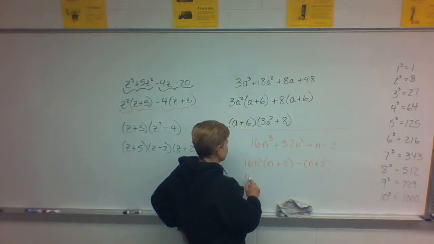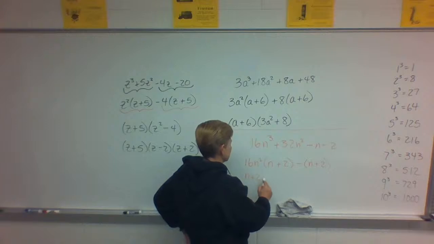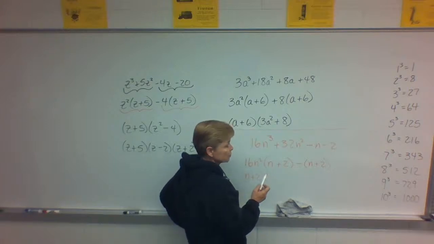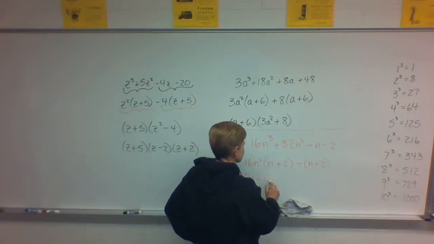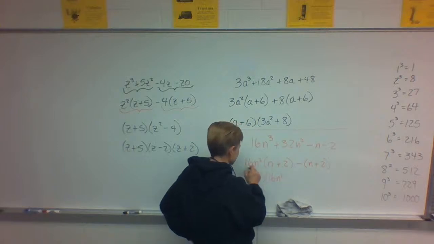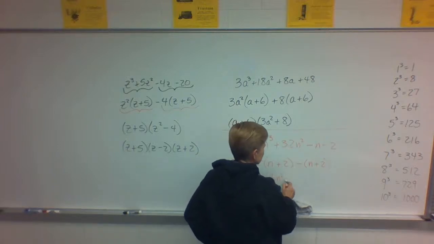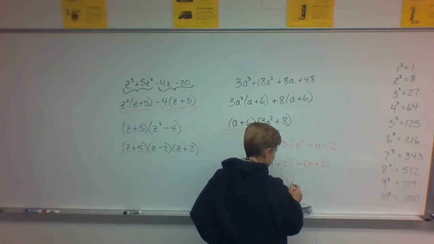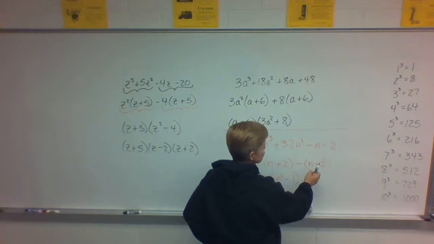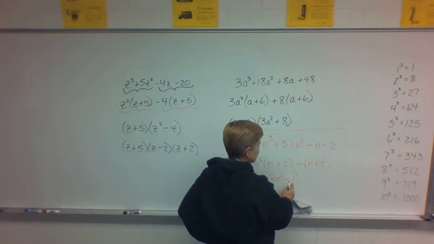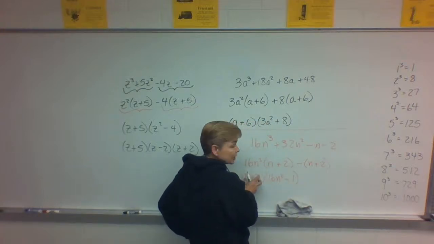So you take the n plus 2 out, and what you have left is 16n squared in this term, this guy. But then you also have a minus 1. You have to have a minus 1 because if you take all of a term out, you have to have a 1 to hold its place, just in case you decide to redistribute.